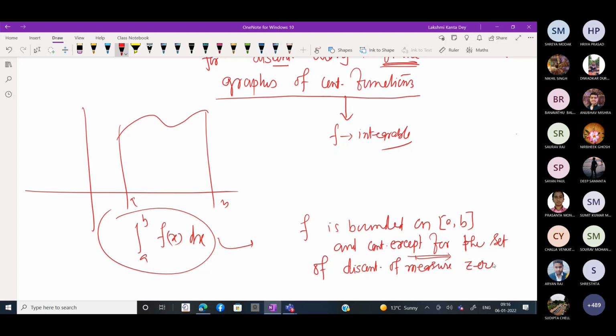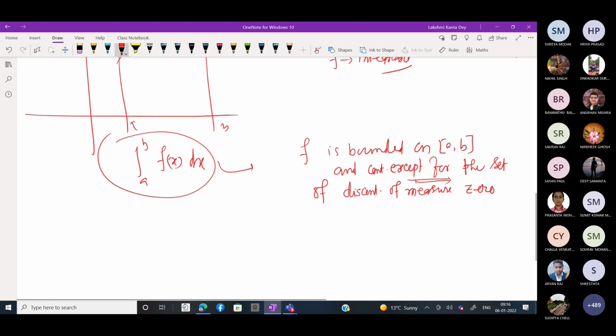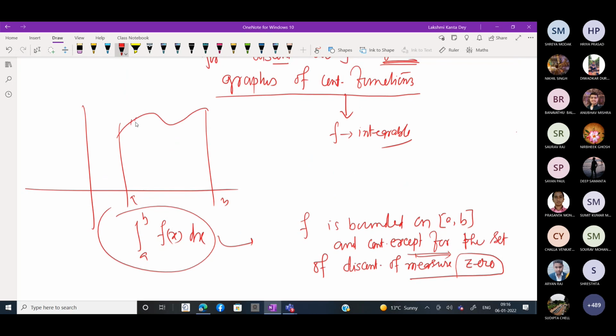0. Okay, so that means where the function becomes discontinuous, that means it is having certain discontinuity. It is a very negligible set. It has to be a very small set. Its measure has to be 0. That is the theorem. That is known as the Riemann-Lebesgue theorem.